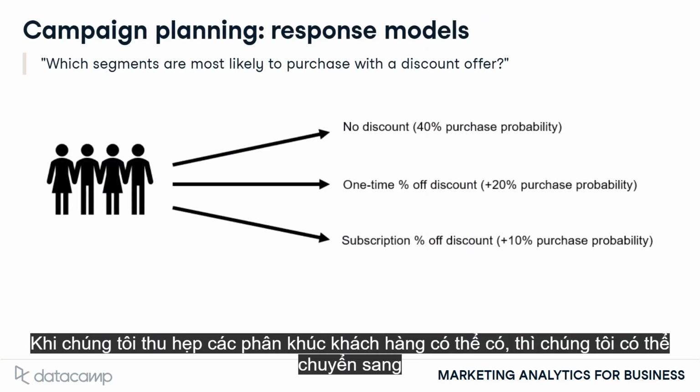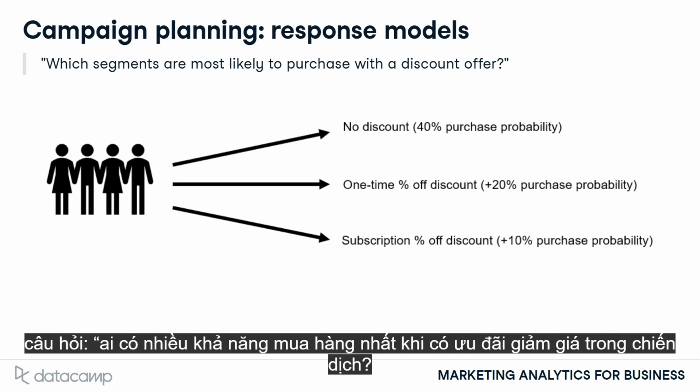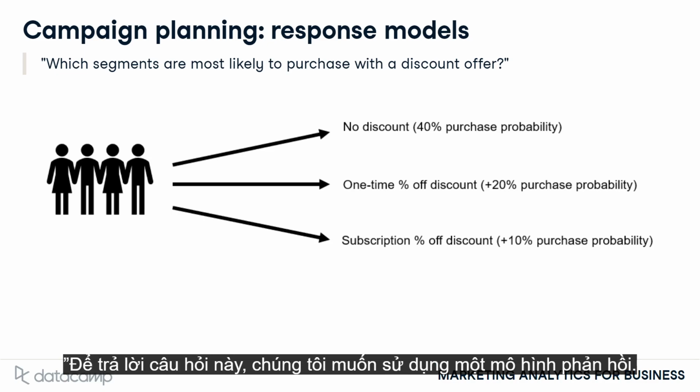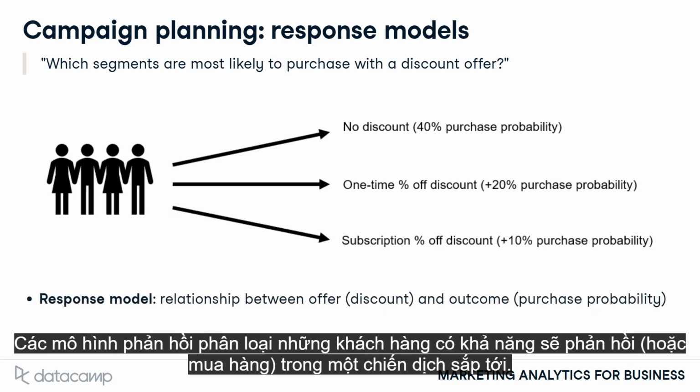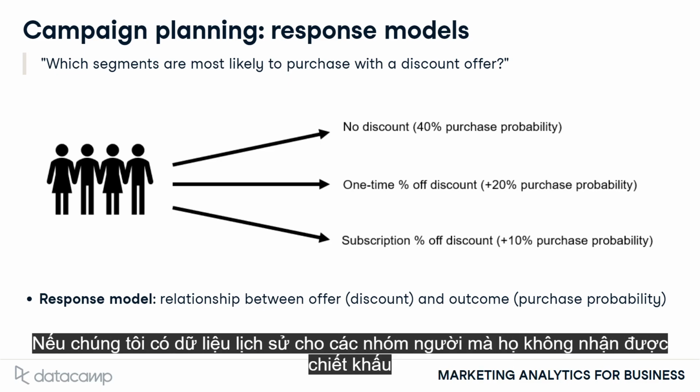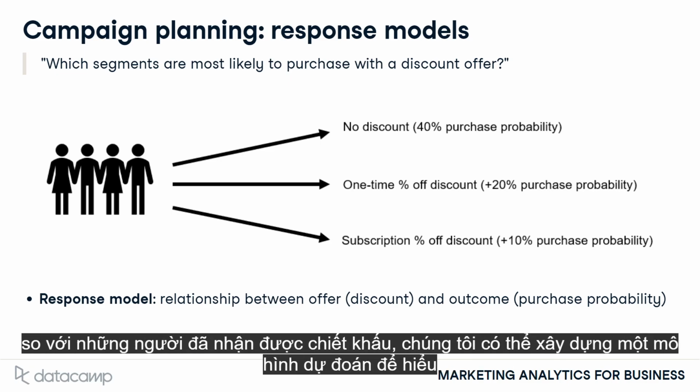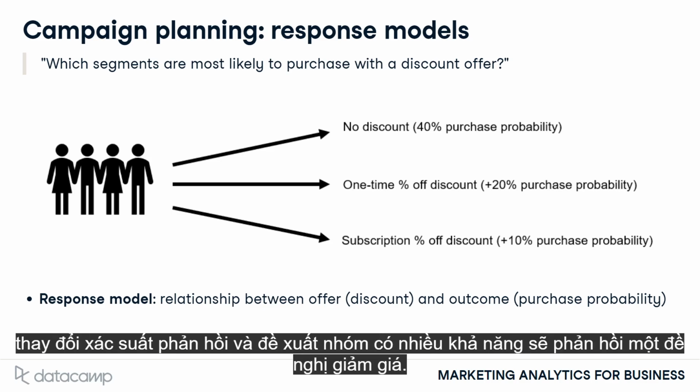Once we narrow down possible customer segments, then we can move on to our next question. Who is most likely to purchase when a discount offer exists in a campaign? To answer this question, we want to use a response model. Response models classify customers who will likely respond or purchase in an upcoming campaign. If we have historical data for groups of people where they did not receive a discount versus those who did receive a discount, we can build a predictive model to understand the change in response probability and recommend the group most likely to respond to a discount offer.